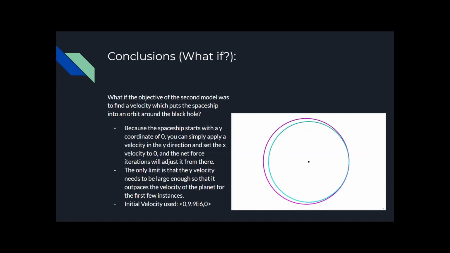What if the objective in the second model was to find a velocity which puts the spaceship into an orbit around the black hole? Because the spaceship starts with a y coordinate of 0, you can simply apply a velocity in the y direction and set the x velocity to 0. And the net force iterations will adjust it from there. The only limit is that the velocity needs to be large enough so that it outpaces the velocity of the planet for the first few instances. The initial velocity used was 0, 9.9e6.